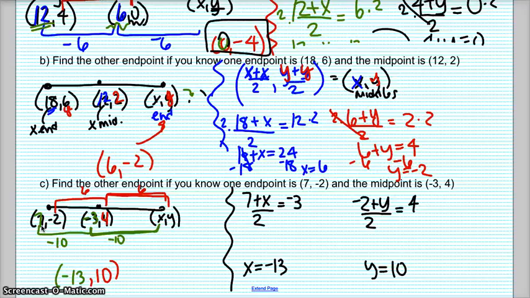Algebraically, if I have to take my x's, my endpoints divided by 2 will give me the middle, and then I have an equation to solve. That's -6, because I can multiply -7 gives me -13.